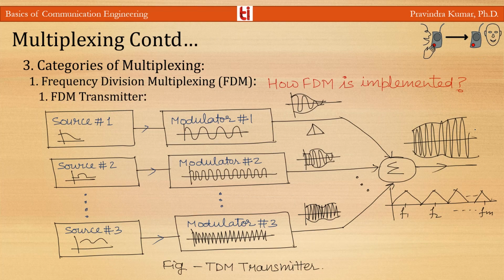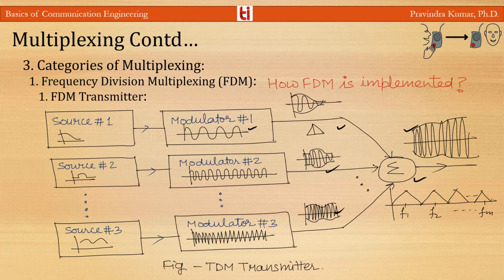In implementation, first we divide the available bandwidth of a single physical medium into a number of small independent frequency channels, and using modulation, independent message signals are translated into different frequency bands, and all the modulated signals are combined in a linear summing circuit to form a composite signal. This composite signal is for transmission through the medium, which has a higher bandwidth.